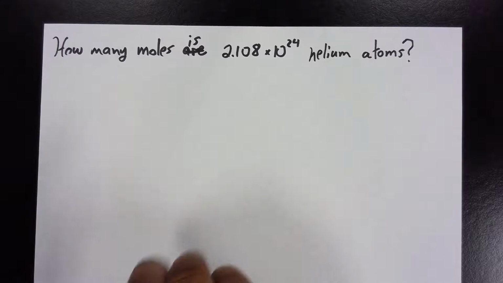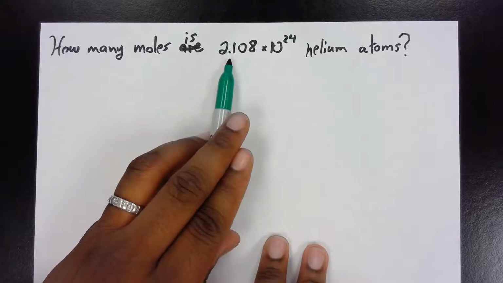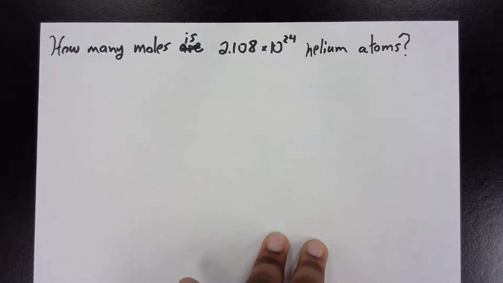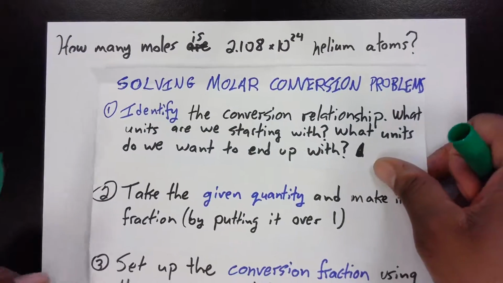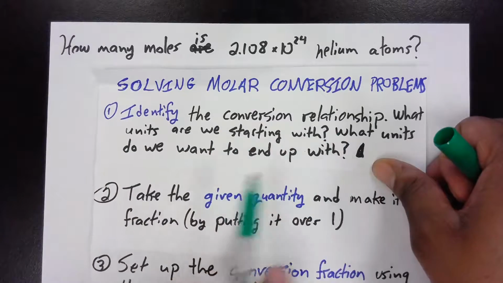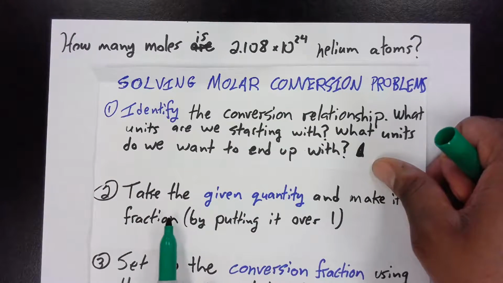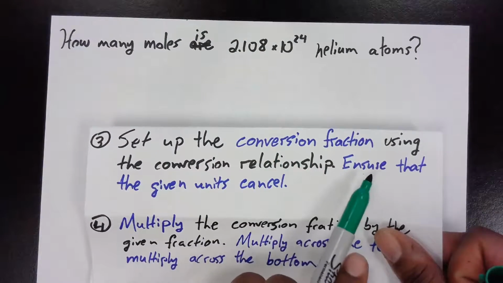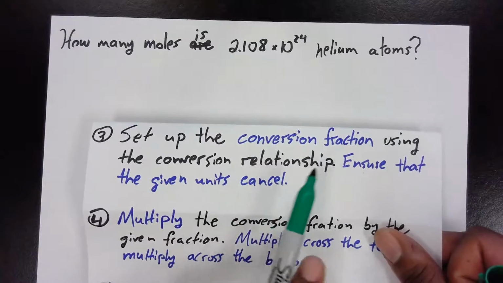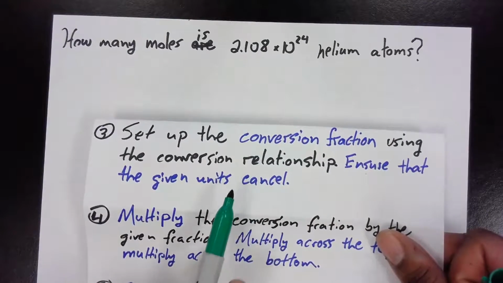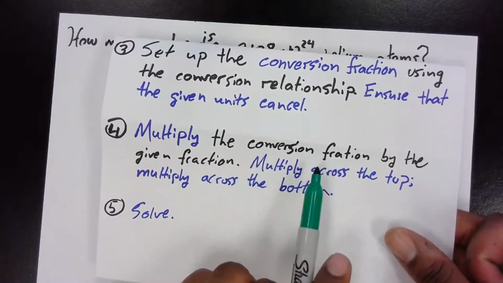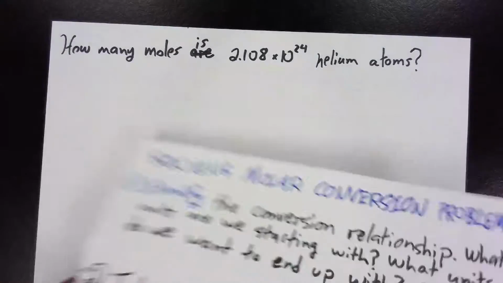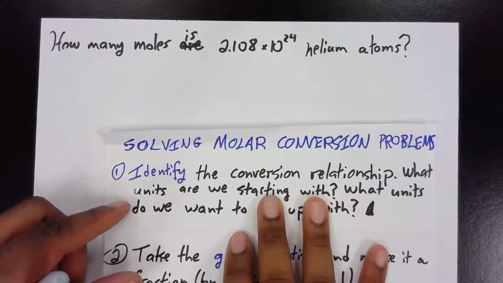So we want to find out how many moles is 2.108 times 10 to the 24th helium atoms. And we're going to use our 4 steps for solving molar conversion problems. We're going to identify the relationship. Then we're going to take the given quantity and make it a fraction, putting it over 1. That's setting it up. Then we're going to set up the conversion fraction to do the actual conversion. And then finally, we're going to multiply the conversion fraction by the given fraction, do the math, and solve it out. So walking through the steps, the first step is always to identify the relationship.